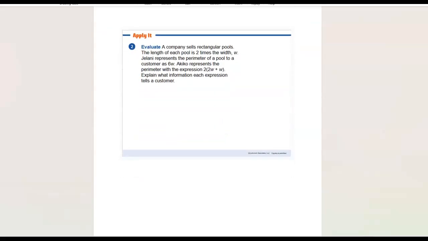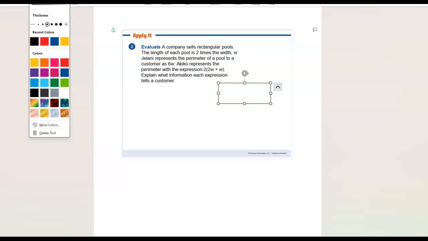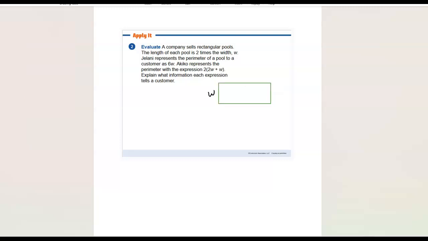A company sells rectangular pools. The length of each pool is 2 times the width. So let's draw out what that actually means. So we've got a rectangular pool. Doesn't have to be perfect, but there's your rectangle. And the length of the pool is 2 times the width. So here's the width, and if this is the length, this is 2w. We know about rectangles, there's a w here and a 2w there.